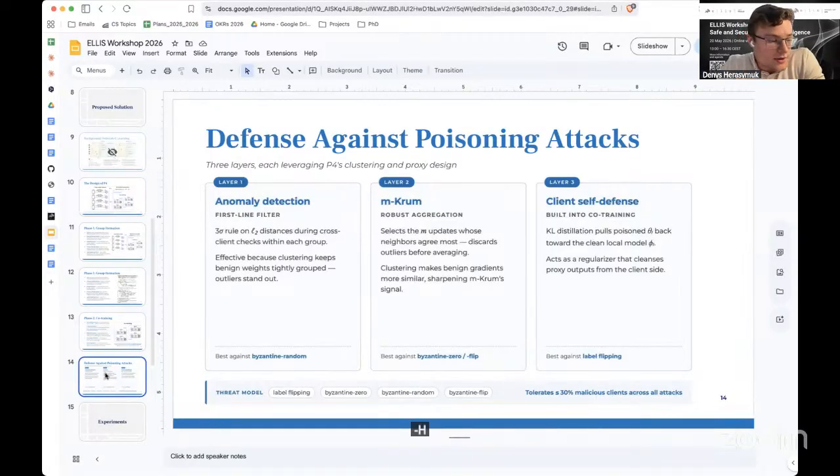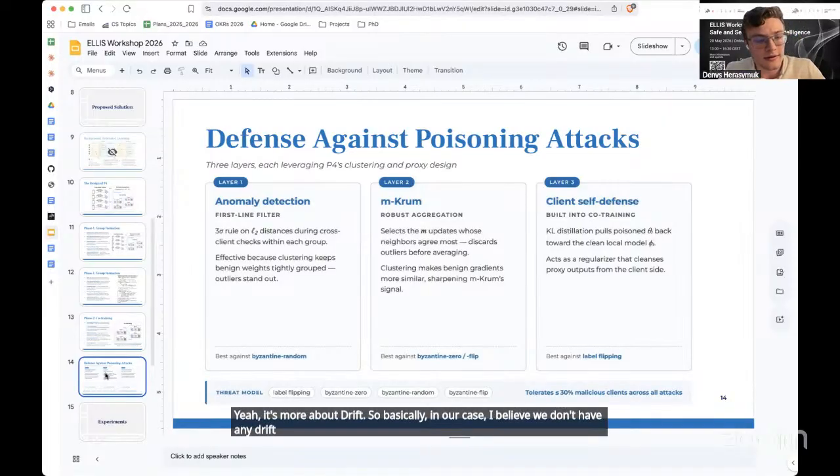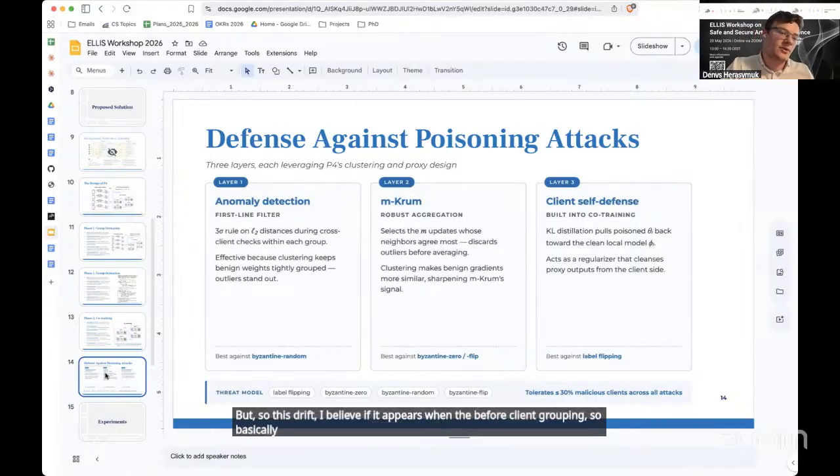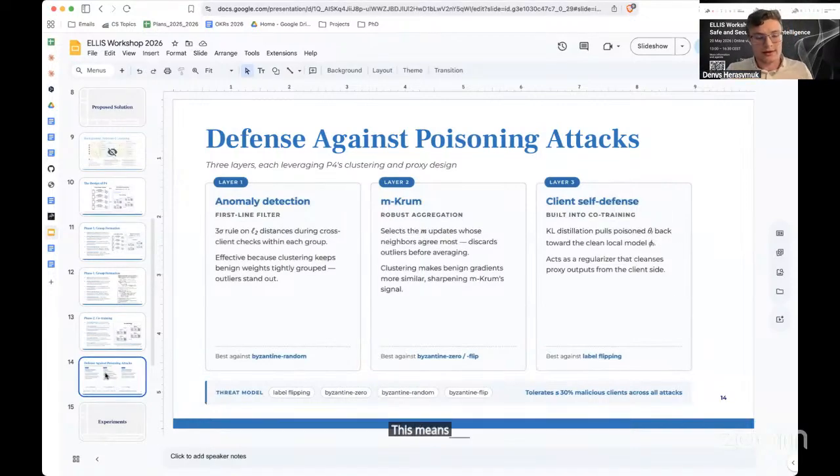Yeah, it's more about drift. So basically, in our case, I believe we don't have any drift. But if this drift appears before client grouping, those drifted models will be sent to another group. This means that this drift should not impact our existing groups.